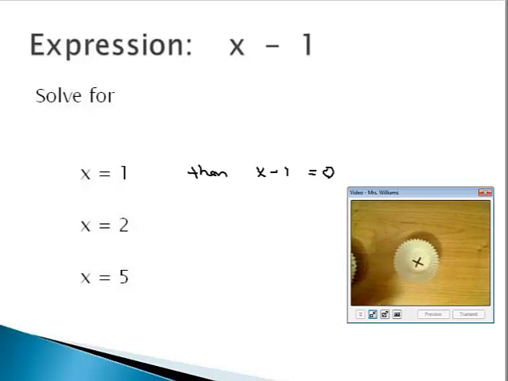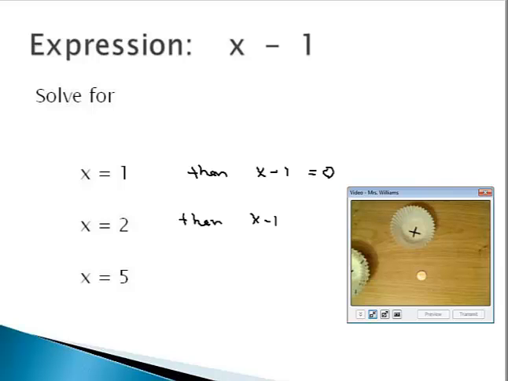Let's do the same thing for x equals 2. Put 2 pennies in our x box. Get it emptied out. Now we have to subtract 1 because our expression says whatever's in the x box, subtract 1. So we have 1 penny left. So then x minus 1 is equal to 1.